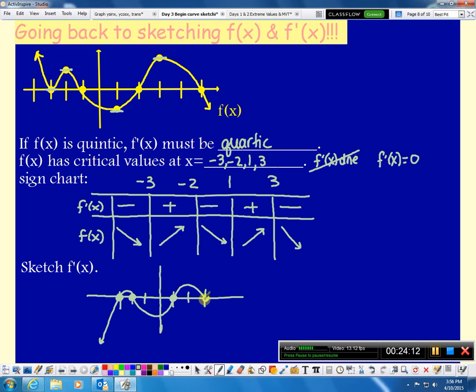Now, the one thing I was going to ask you about is, can you tell where to put the points on this graph? Like, for instance, it looks like this is about 2, 1. Can you really tell where that goes? The answer is no, because you don't have an equation for f prime of x to plug into. So, I could guess, but no, I can't really tell for sure.